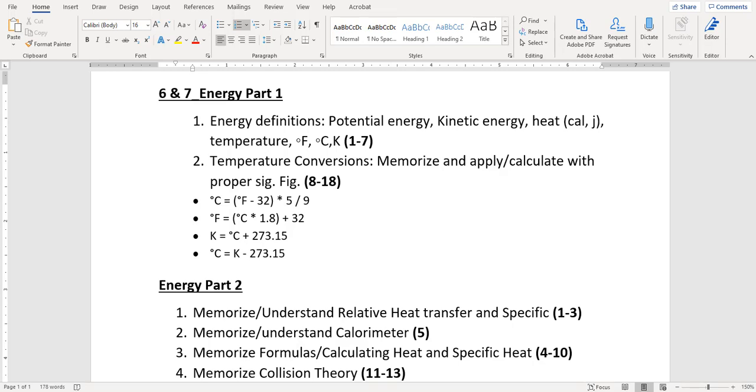This is packet 6 and 7 combined for energy part 1 and energy part 2. Let's focus on energy part 1.